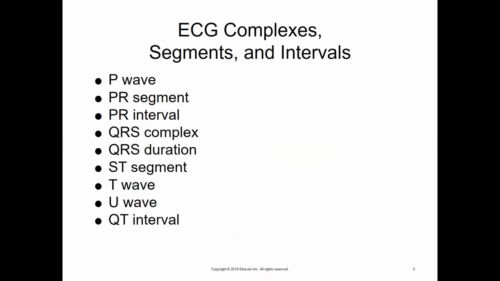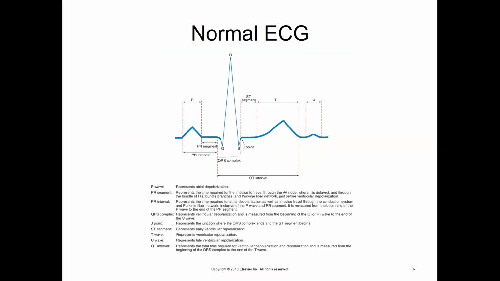So included in an EKG, and like I said, this is going to be very basic. These are the different complexes, segments, and intervals that will be shown when a patient has an EKG. And this just explains what a normal EKG looks like. I'm not going to break it down, it would take too long. I just want you to know there's a PQRS, and what a normal EKG looks like.